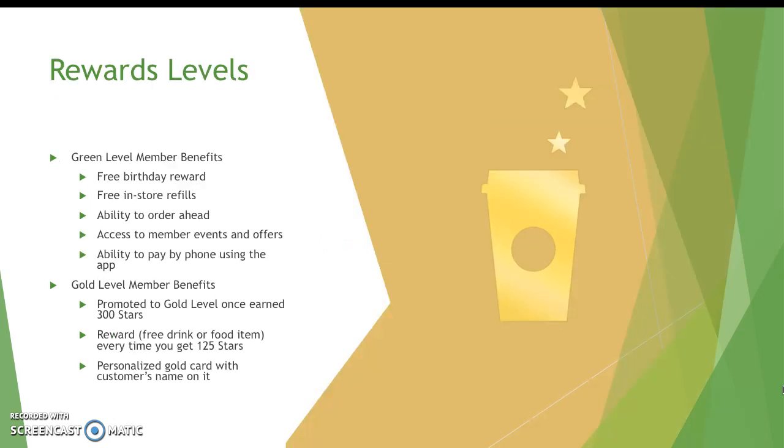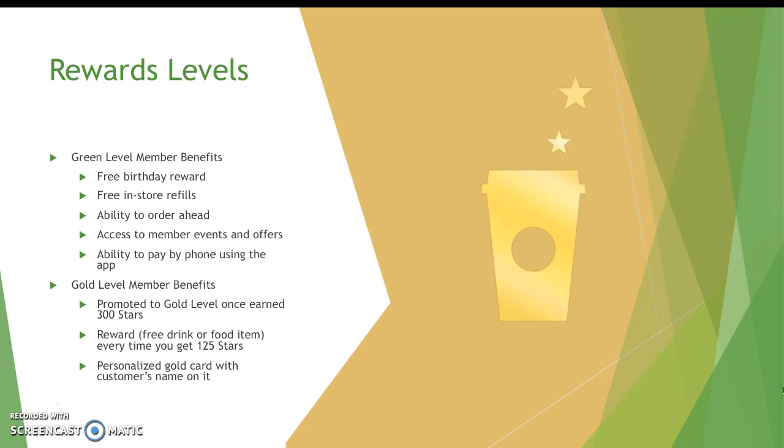The amount of stars a customer earns is based on their amount of Starbucks purchases, which include drinks and food items. Each time a customer makes a purchase with their Starbucks card or Starbucks mobile app, they can earn 2 stars per $1 spent on the purchase. The first level is the green level, which is the lowest level. At this level, you will receive a free birthday reward, which includes a complimentary handcrafted beverage or food item. At this level, you will also receive the basic features of the mobile app, which include the ability to order ahead and also the ability to pay online using the app.